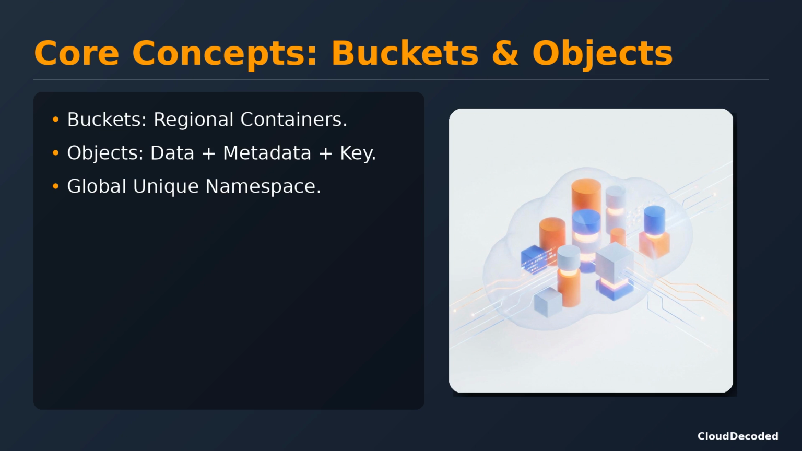Understanding S3 starts with buckets and objects. A bucket is a container for objects stored in a specific AWS region. Bucket names must be globally unique across all AWS accounts, like a DNS domain name. An object consists of the file data itself, ranging from 0 bytes to 5 terabits, combined with metadata describing the content and a unique key identifier. This flat structure allows S3 to scale infinitely, unlike traditional hierarchical file systems.